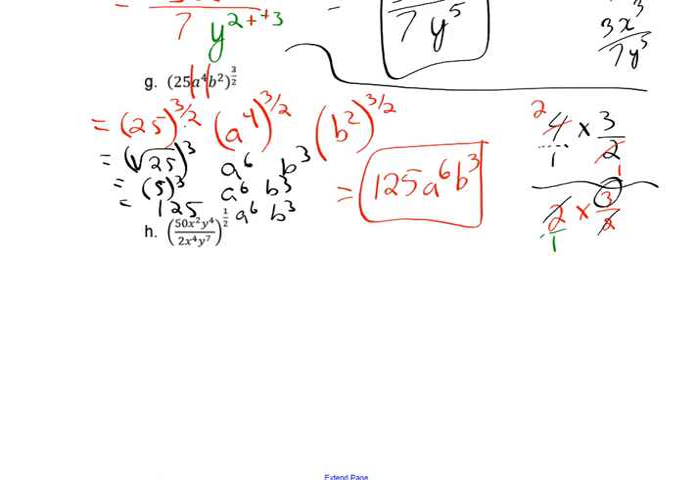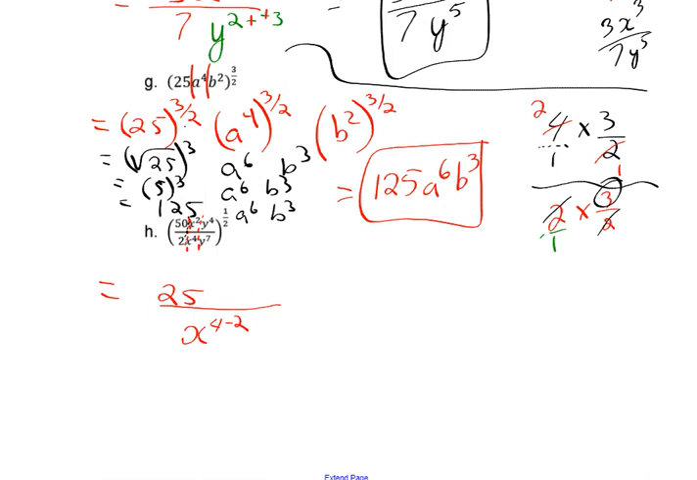Step 2, simplify within the fraction. So I've got 3 different parts: the numbers, the x's, the y's. 50 divided by 2 is 25. 25 over 1, but I'm just going to keep it 25. Then we got x squared and x to the 4. Which way is going to make it positive? Bring it down. X to the 4 minus 2.